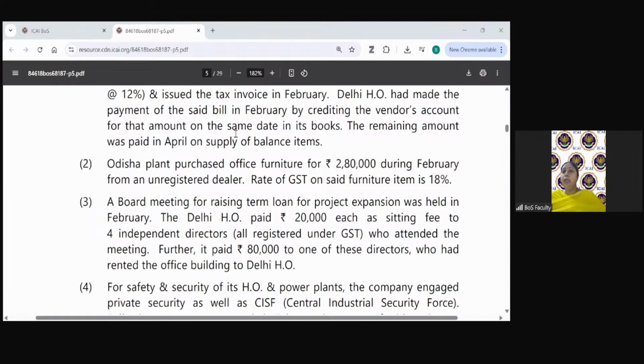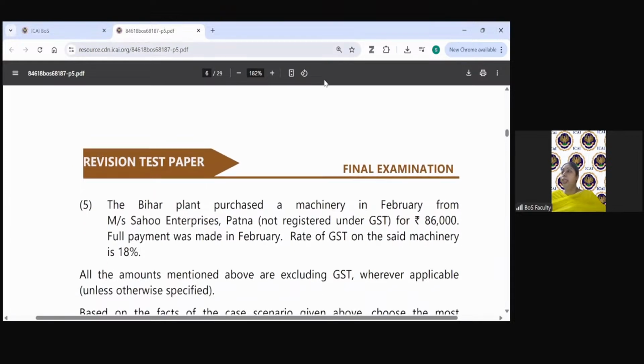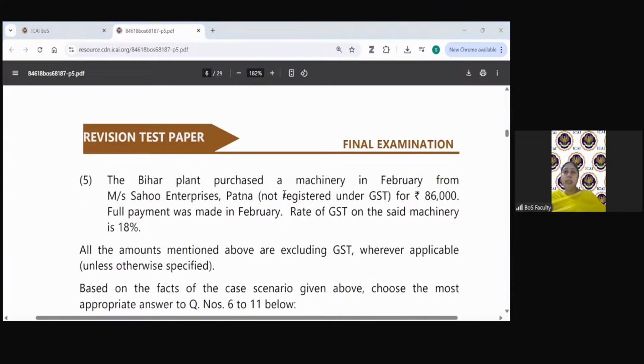In case of the Bihar plant also, we had received the machinery from an unregistered person. So here also, this is mentioned that the person is unregistered. Sahu Enterprises machinery has been purchased from him. So rate of GST which is given, that will not be applied. This transaction will not be taxed under GST. So hope it clears your doubt, Anshul.